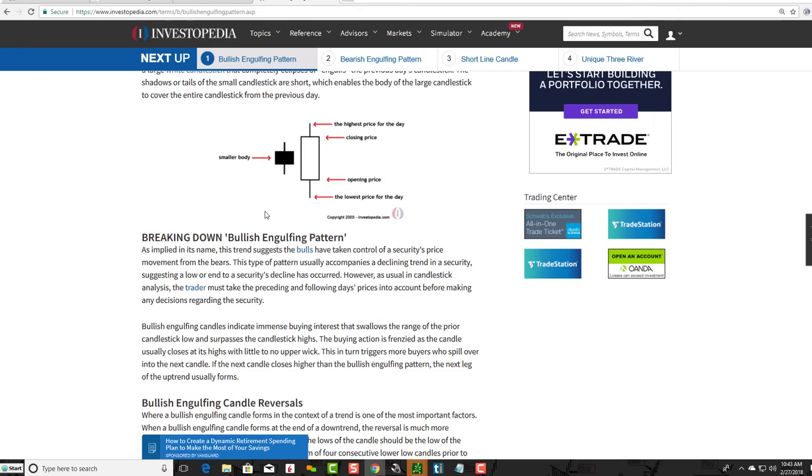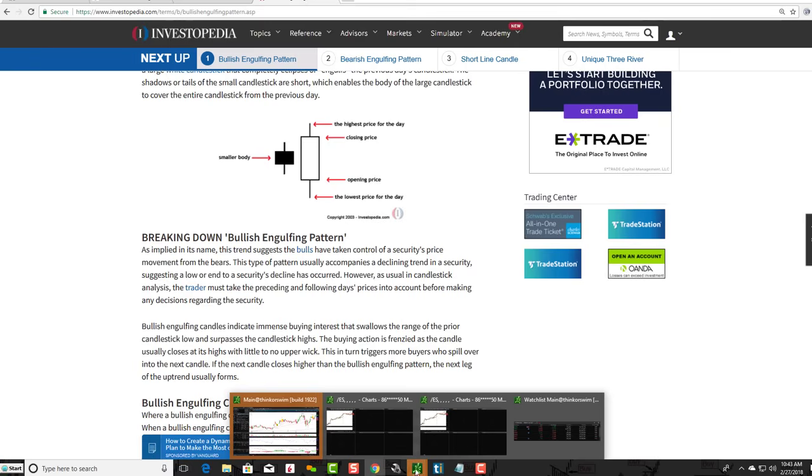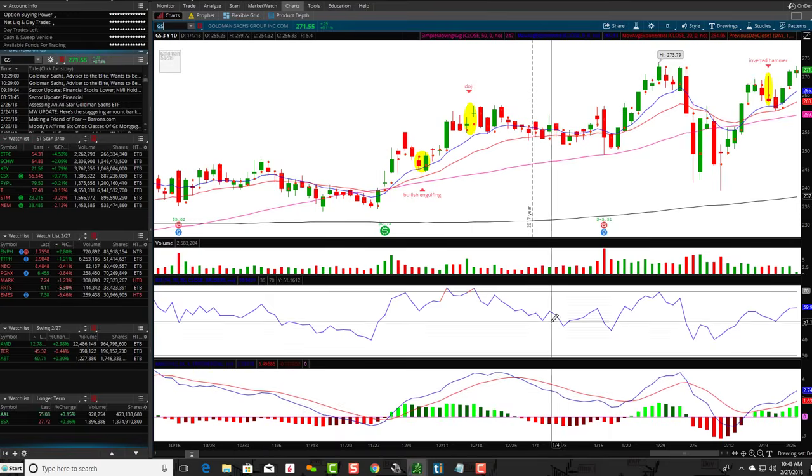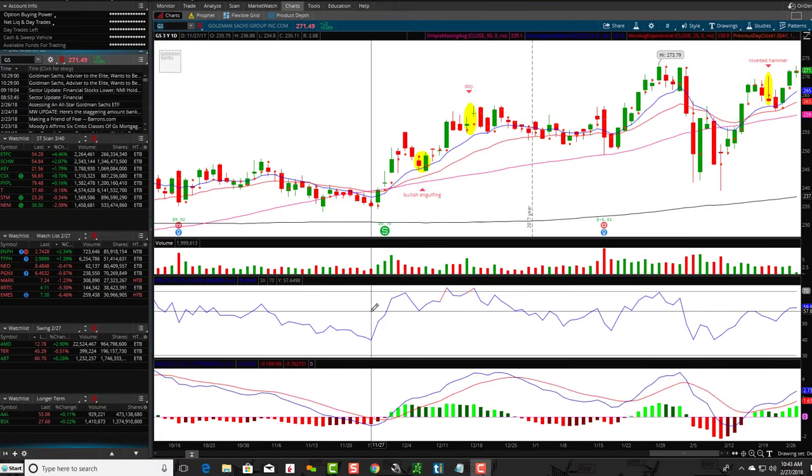So if price is in a downtrend, it shows that maybe the bulls are starting to take control for a potential reversal. So this pattern is not perfect. Again, I'm going to show you some really good looking ones and then some that are not so perfect, because it's the real world of trading, not what's just perfect all the time. Because as we all know, in the real world of trading, nothing's ever perfect. Things change all the time.